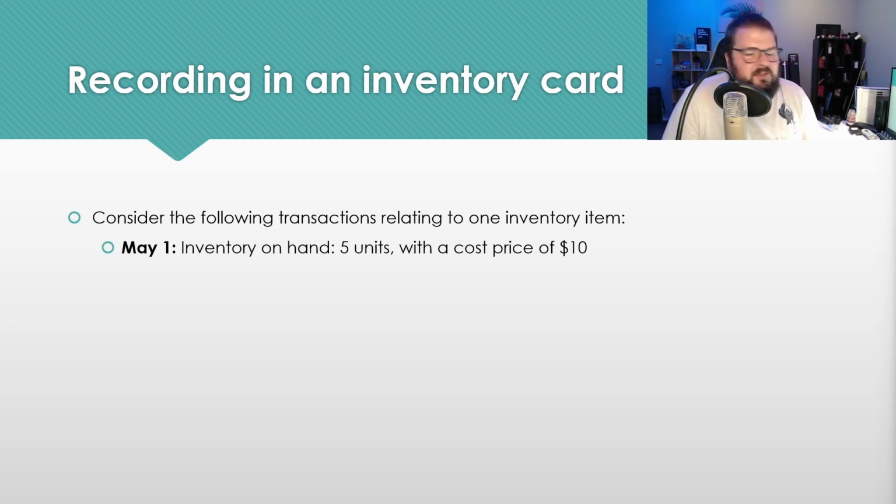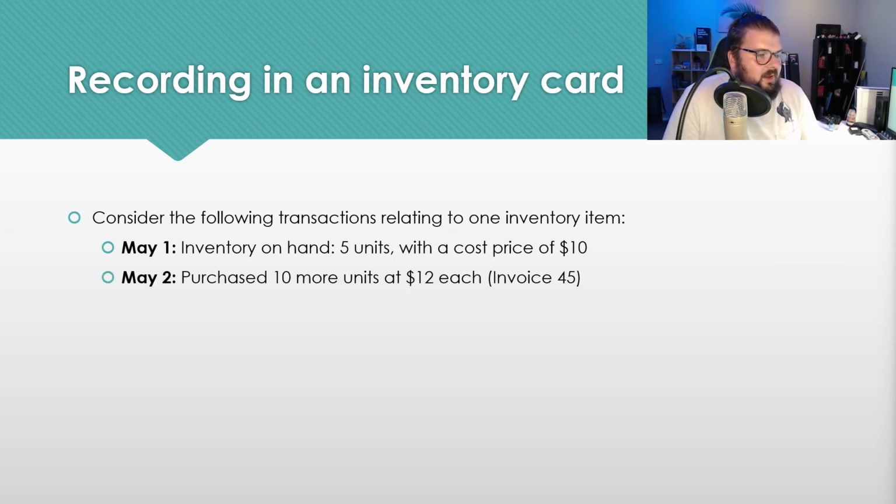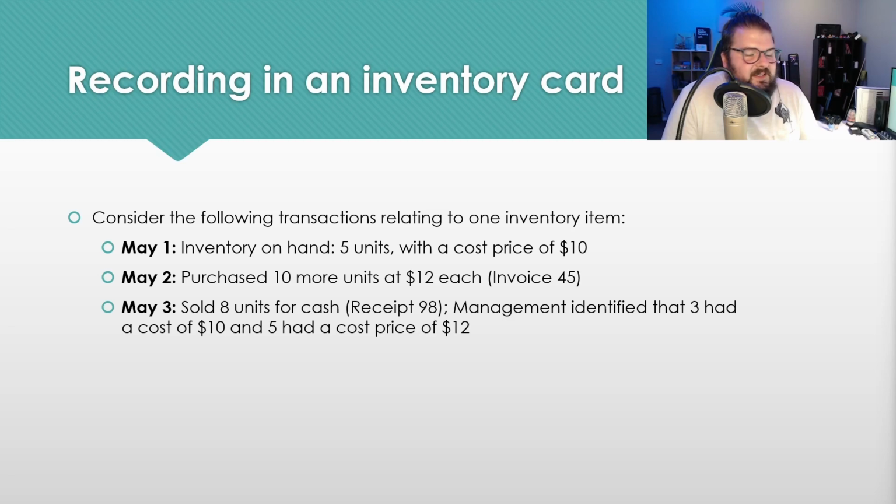So, we're going to start with an opening balance of 5 units, which cost us $10. We're then going to purchase 10 more units at $12 each, and we've got a source document there, invoice 45. And then the next day, we sell 8 units for cash, and we've identified that 3 had a cost of $10 and 5 had a cost of $12. So we have our identified cost, but we can also follow FIFO because we have these dates of when we held each bit of stock.